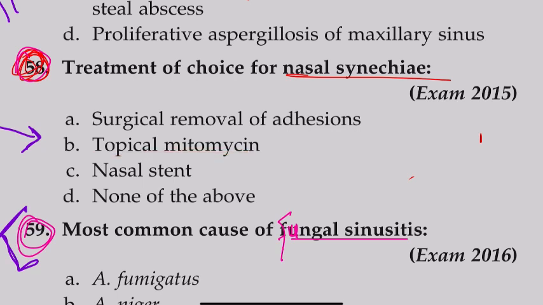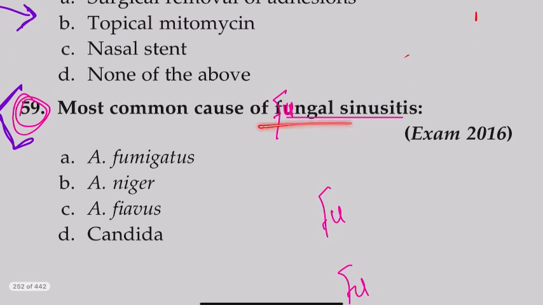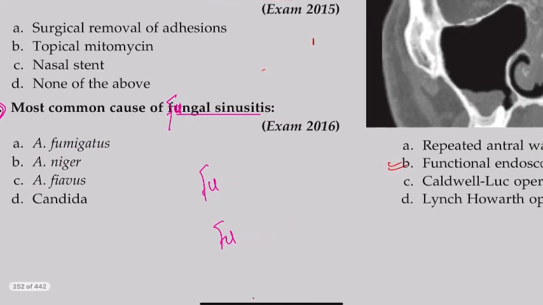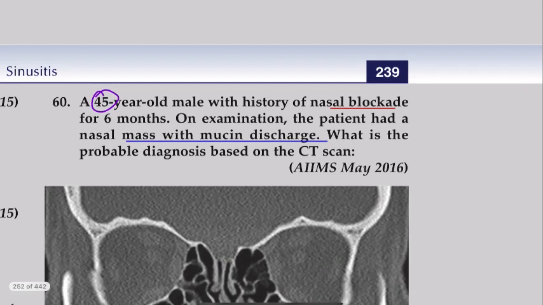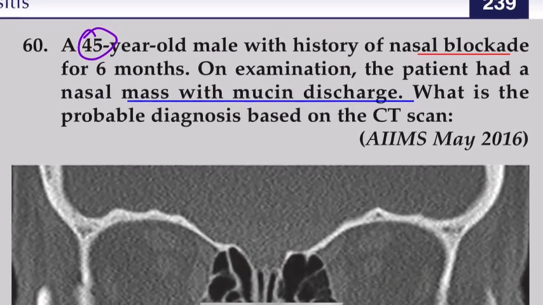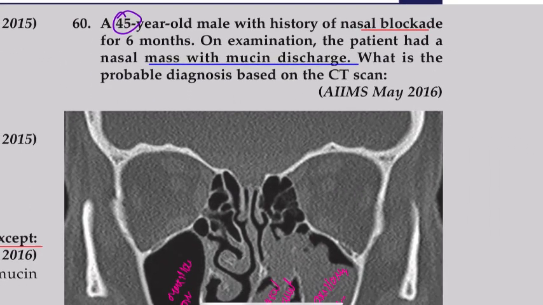Okay, moving further, the most common cause of fungal sinusitis, we have already said, is Aspergillus fumigatus, right? It is the most common cause. Now, a 45-year-old male with a history of nasal blockage for 6 months. On examination, the patient has a nasal mass with mucin discharge. What is the probable diagnosis based on the CT scan?